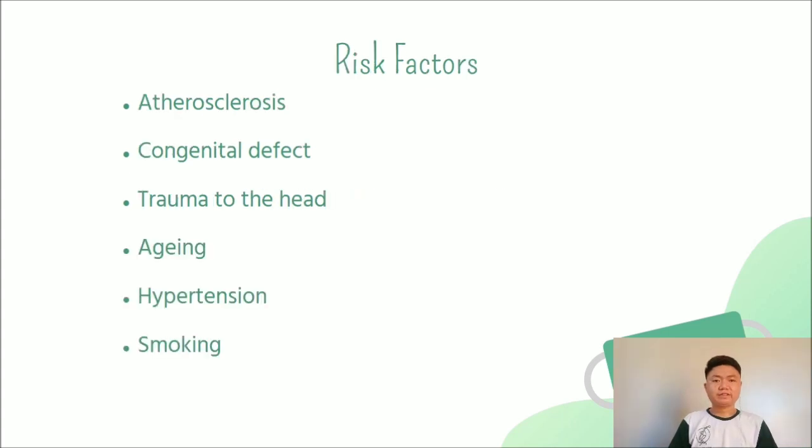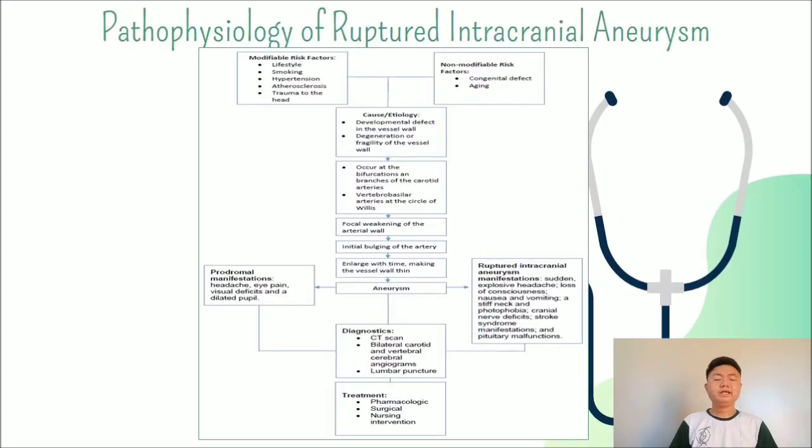The risk factors include the result of atherosclerosis, a congenital defect, trauma to the head, aging, or hypertension. Hypertension and cigarette smoking may be a contributing factor. A ruptured cerebral aneurysm is the most common cause of hemorrhagic stroke.